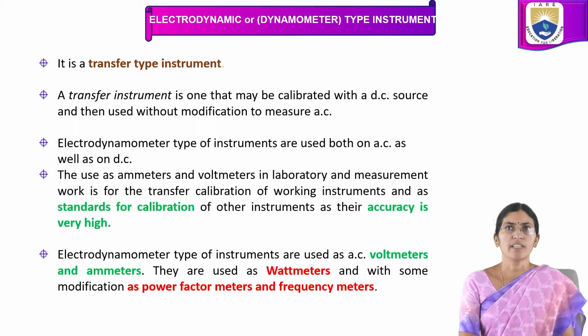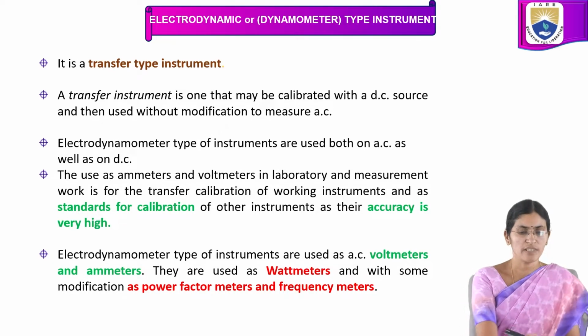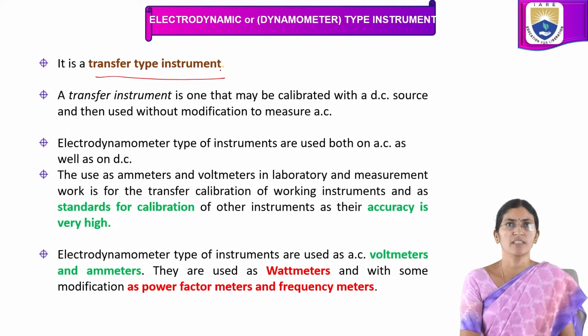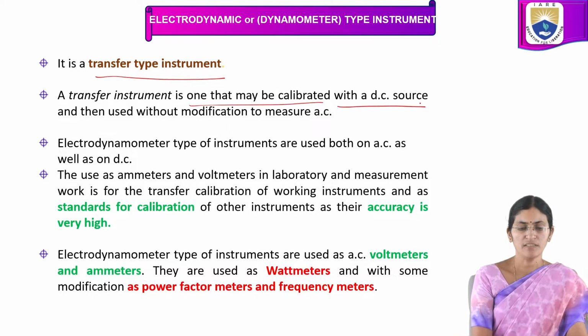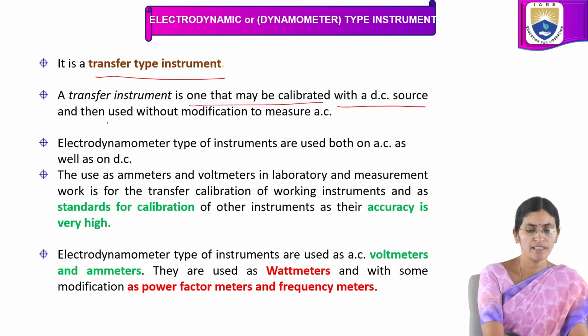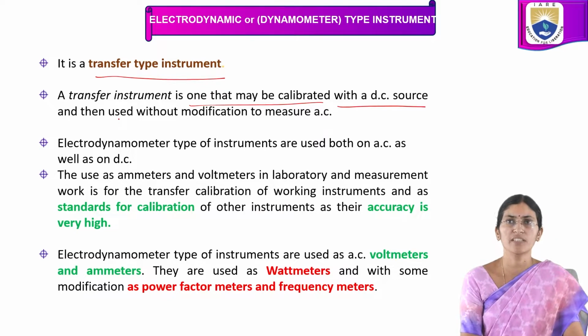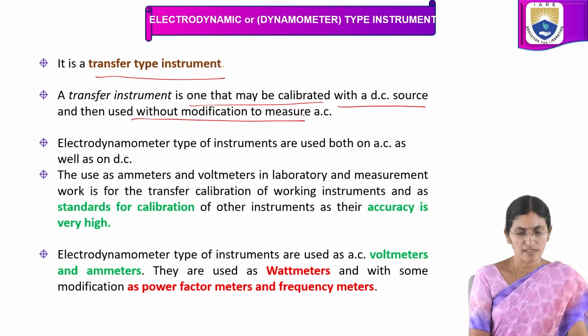So related to electrodynamic or dynamometer type instruments, we can see that it is a transfer type instrument. What is a transfer type instrument? It is the one which can be calibrated with a DC source and then it can be used without any modification to measure AC. So that is a transfer instrument. So that means we can calibrate it. Dynamometer type instrument can be calibrated with a DC source and then without any modifications it can be used to measure AC quantities. So these are of very high accuracy.